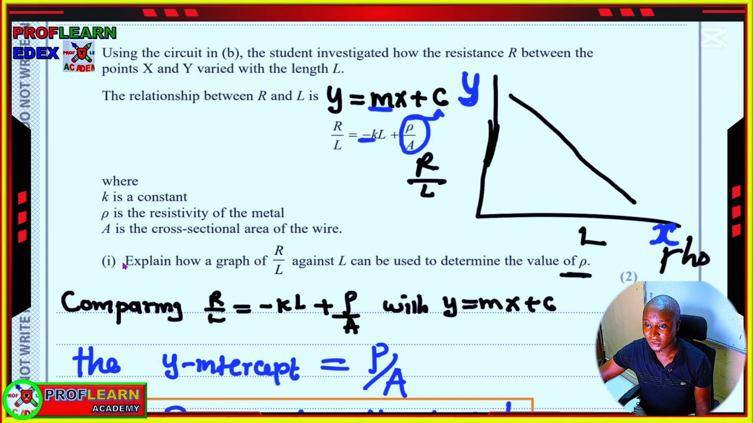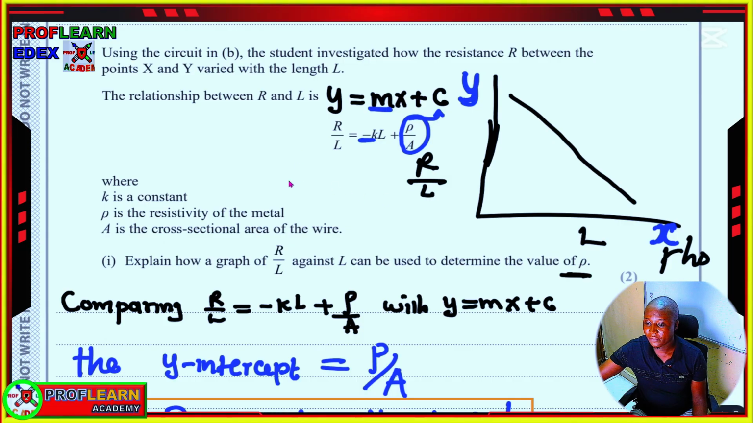Now, in this case, using the circuit in B, the student investigated how the resistance R between the points X and Y varies with length. The relationship given here is R over L equals negative KL plus rho over A, where K is a constant, rho is the symbol for resistivity, and A is the cross-section area. Explain how the graph can be used to determine the value of resistivity.